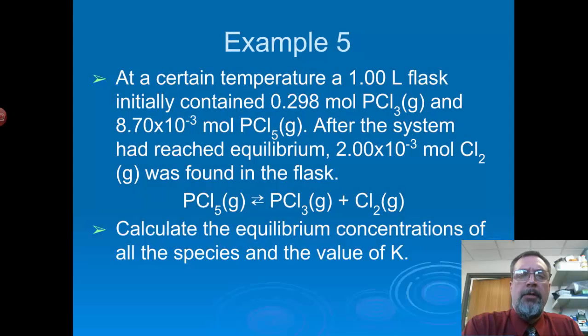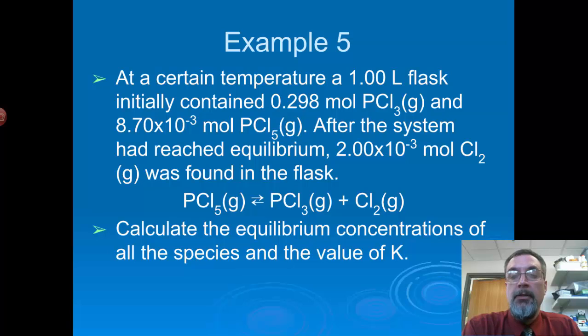All right, so here's another example. We've got a reaction between PCl5 and PCl3 and Cl2. We have some initial concentrations of PCl3 and PCl5. At equilibrium, we have an equilibrium concentration of Cl2. This is all done in a 1 liter flask.